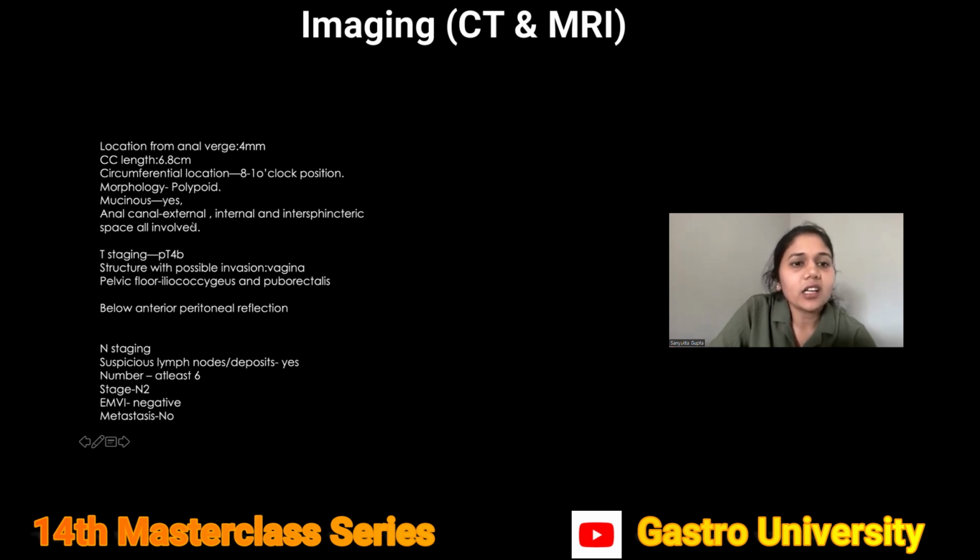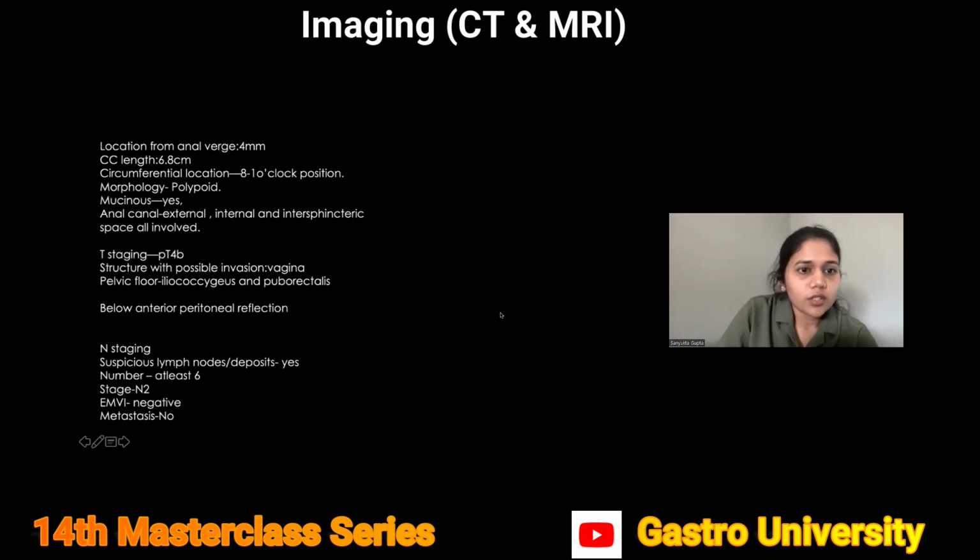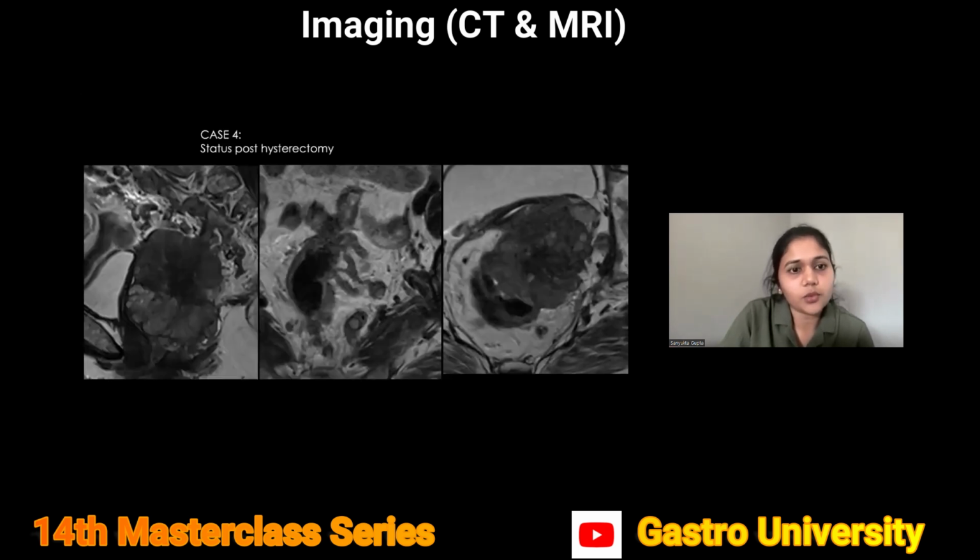And in the anal canal, everything, the external, internal, and the intersphincteric space, everything is involved. This is the external sphincter. This is involved. No intersphincteric plane can be seen on the right lateral wall, and the internal sphincter is involved. So this becomes a pT4b with possible invasion of the vagina and possible invasion of the pelvic floor. This is below the anterior peritoneal reflection, and there are at least 6 suspicious lymph nodes in this scan.